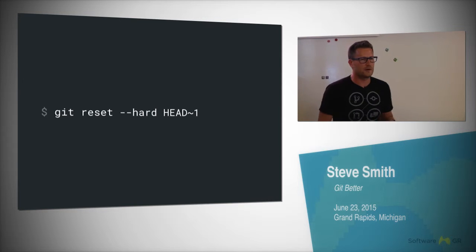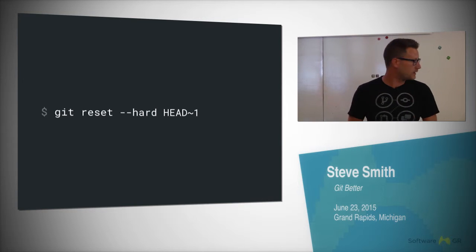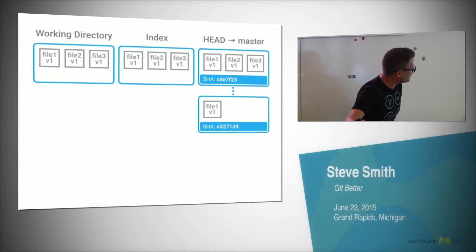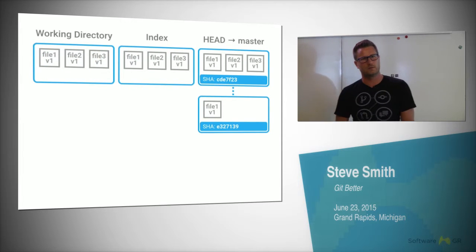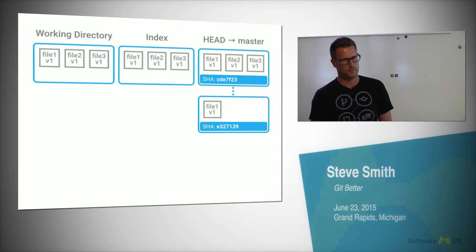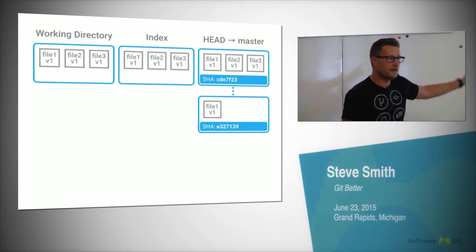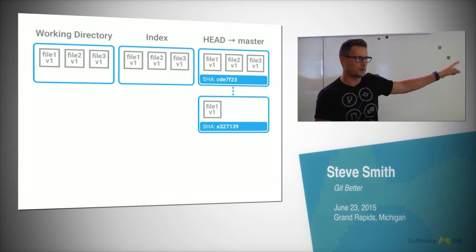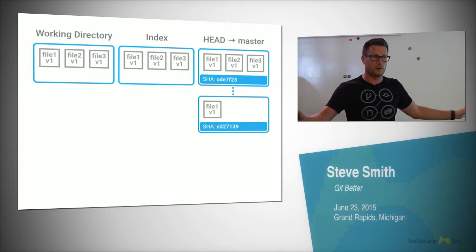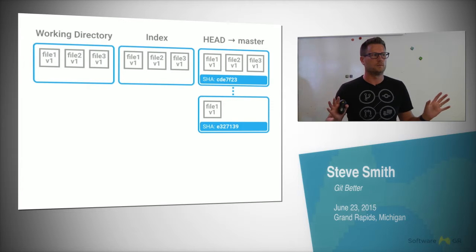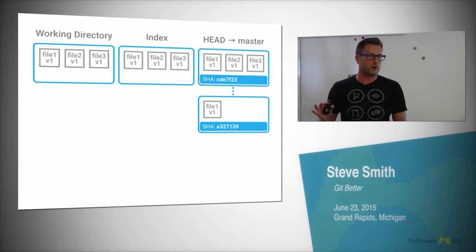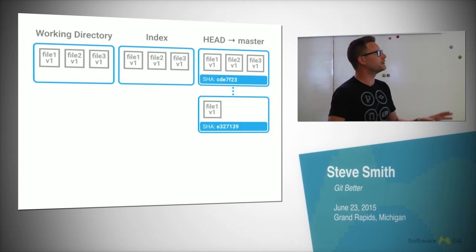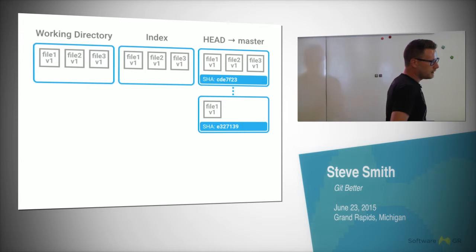Using the same thing, if I hard reset to a previous commit, again, what happens is I move HEAD, but then the contents of my working directory and my index are overwritten by the tree from that commit. Okay? Now, if I haven't saved somewhere else the contents of those files that I had changed in my working directory, those changes are gone. Okay? So use hard reset very cautiously, unless you've made a bunch of changes and you know you don't ever want to do that again.